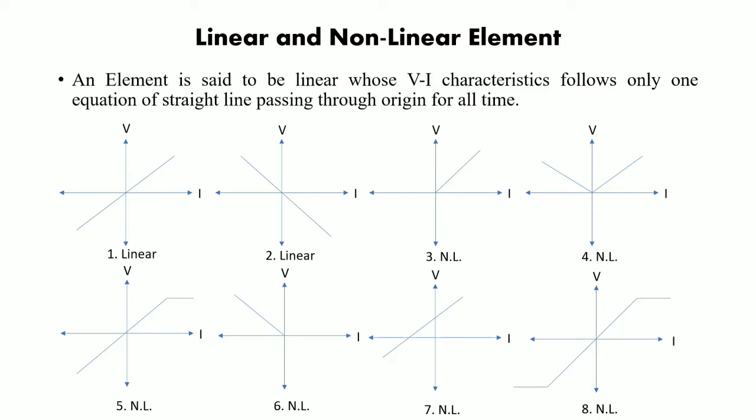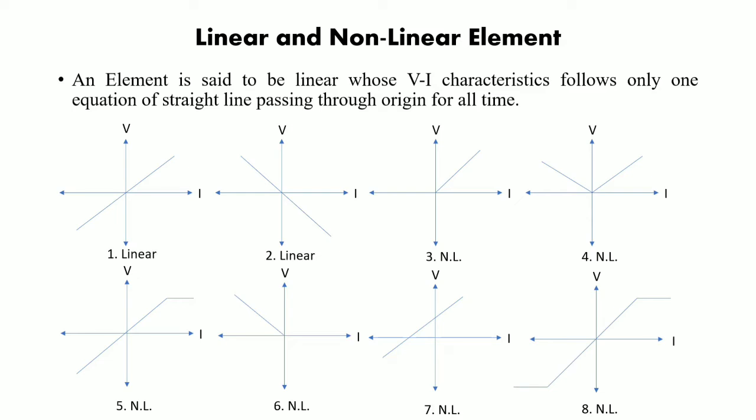Now see graph number 3. This follows only one equation of a straight line. This is not passing through origin but touching the origin, and it is not following for all time. See, for V less than 0 you are not getting current, so current is 0, that means it is non-linear. Come to the next graph, graph number 4. Here we can see the overall graph contains two equations of the straight line, but for a graph to be linear it must follow only one equation of the straight line, so this is also non-linear.